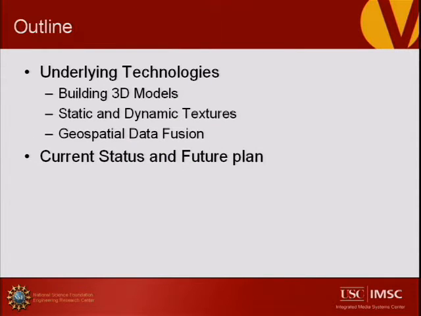So now let's get to some of the underlying technologies that we have and how they come together for building a system such as the one that I just mentioned. The three specific pieces that I'm going to talk about are building the 3D models, then putting textures on them, and then fusing all sorts of geospatial data.